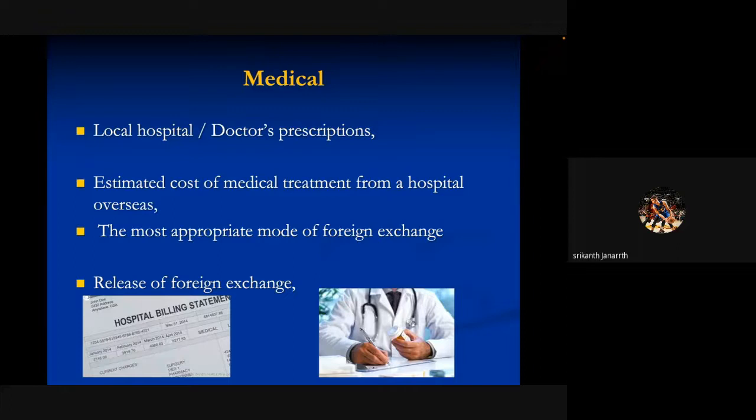If not, the right mode is the cash equivalent or immediate cash form devices like currency notes or travel card or electronic fund transfer card, EFTC, debit or credit card, right? So this is about the medical.